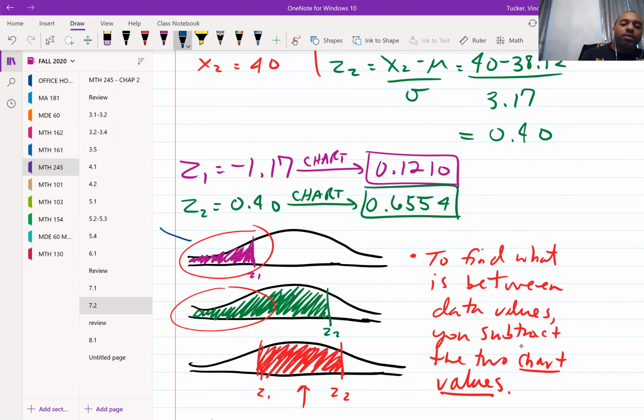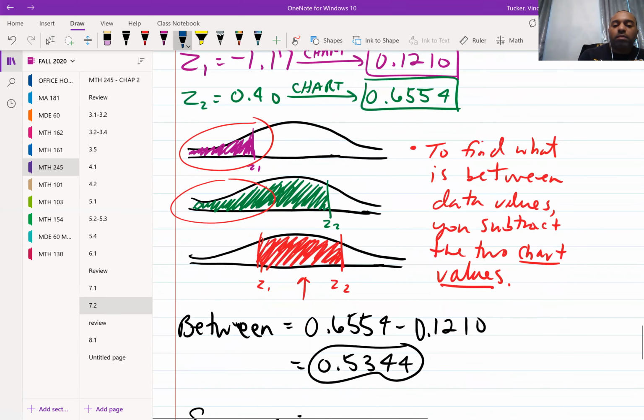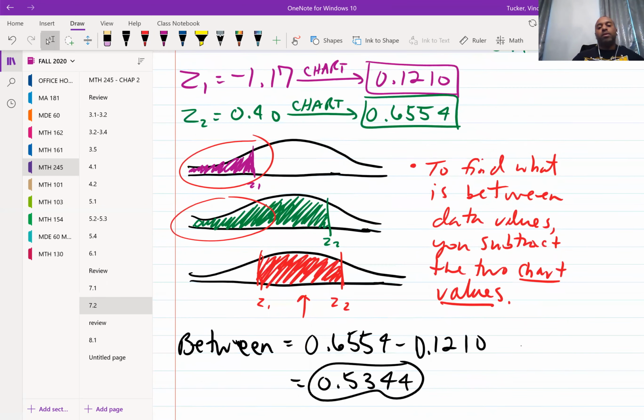So the chart will give you what's less than Z1 and also what's less than Z2. So what I'm going to do is take this first part away from the second part, and that'll give me what's in between them two. So just giving you a visual as to why we're doing it. So 0.6554 minus 0.121 is going to be 0.5344.